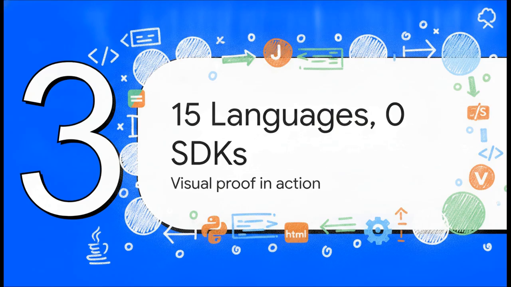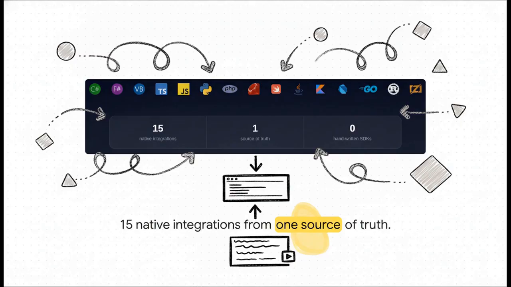Okay, part 3. 15 languages, zero manual SDKs. Now, what's really interesting here is the visual proof. I mean, just think about the sheer scale of this for a minute. C#, TypeScript, JavaScript, Python, PHP, Ruby, Swift, Java, Kotlin, Dart, Go, Rust, and Zig.